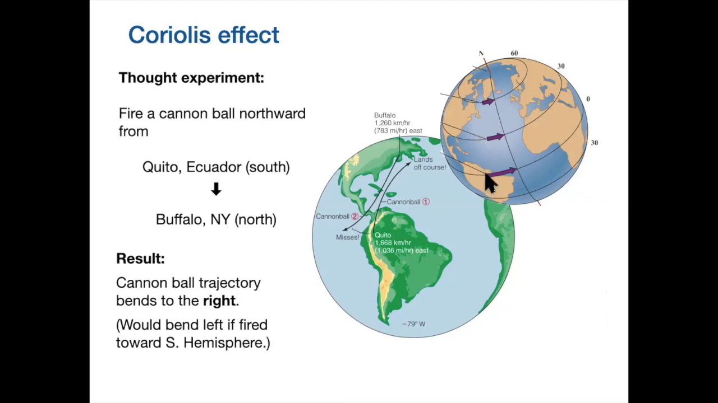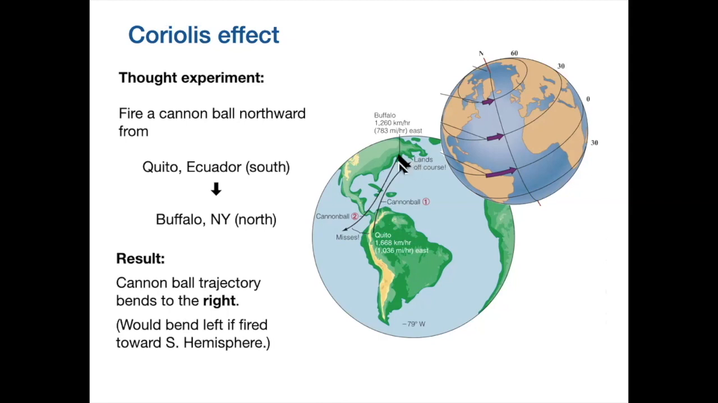So it's actually rushing ahead of these points, and so it will land in the Atlantic because effectively it has overshot Buffalo because of its initial eastward component. So in the direction of travel, looking north, it will look like the cannonball has curved to the right. So that's the Coriolis effect.